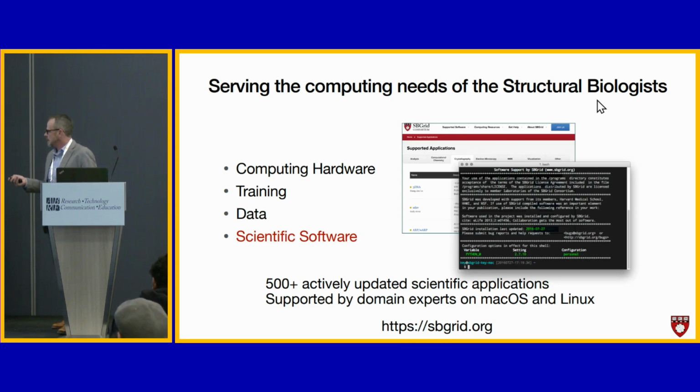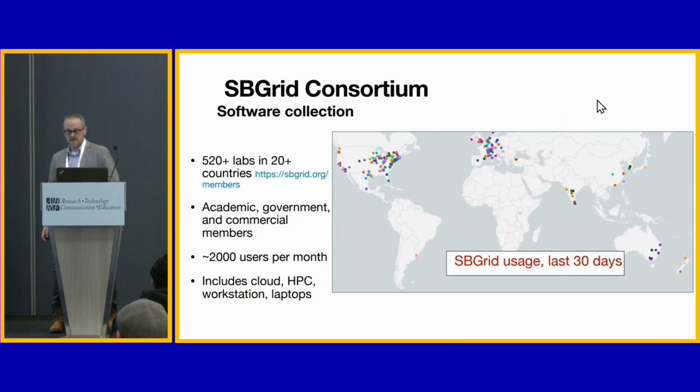And then this is the main thing. This is, I think, what most people know as far as this scientific software stack. Right? So we actively curate and install and maintain 500 plus scientific applications for structural biology. And within those applications, we have multiple versions of each. So in the end, it ends up being thousands of different versions of software. These are curated by structural biologists, tested for Mac OS and Linux, and you can see the whole list at sbgrid.org.